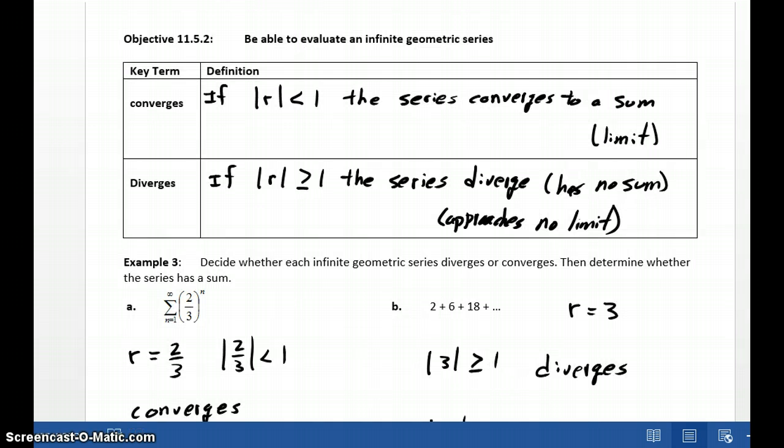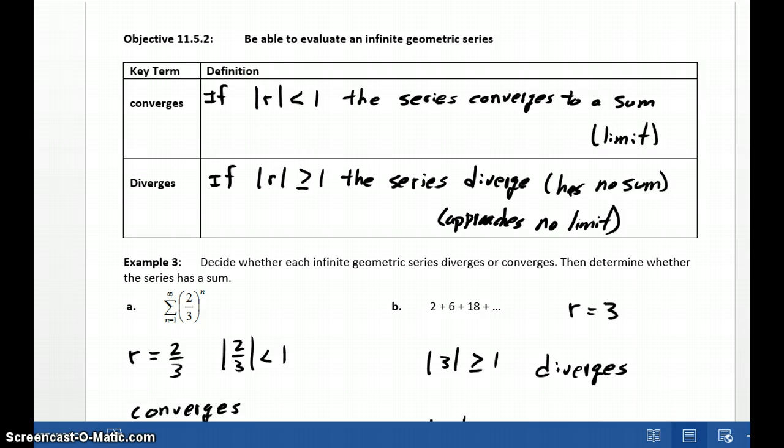Objective for Chapter 11, Section 5, Part 2, deals with finding the sum of geometric series. We have two kinds of series. We could have a convergent series or a divergent series. If the common ratio is less than 1, or the absolute value of the common ratio is less than 1, then the series converges to a sum.